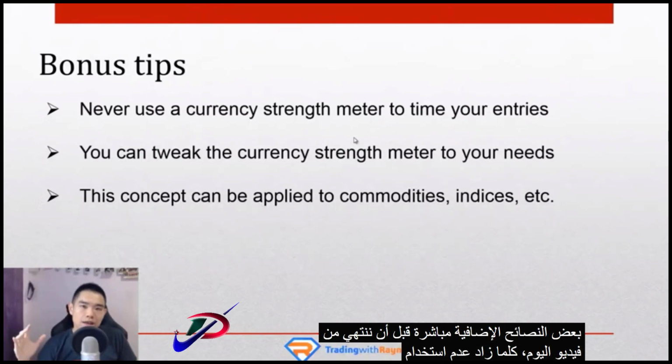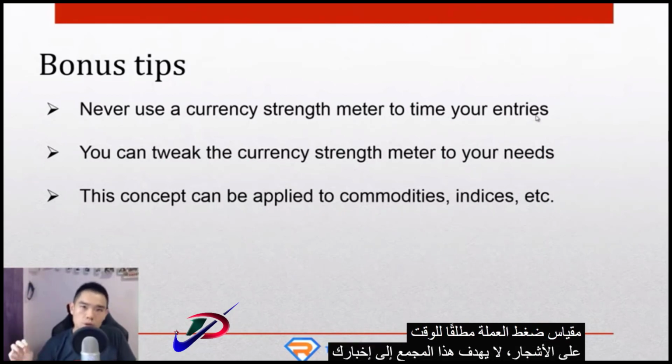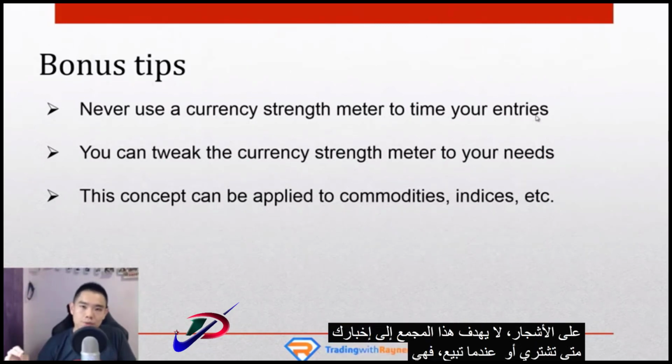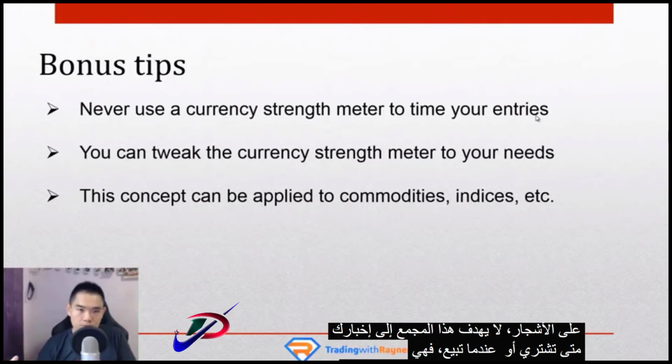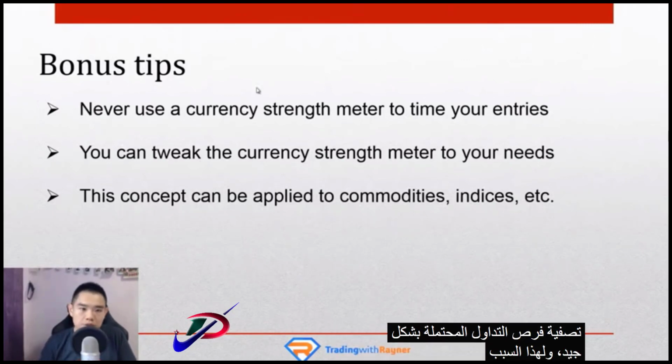Number one, never use a currency strength meter to time your entries. This tool is not meant to tell you when to buy or when to sell. It's only meant to help you filter out potential trading opportunities. And here's why I say that.